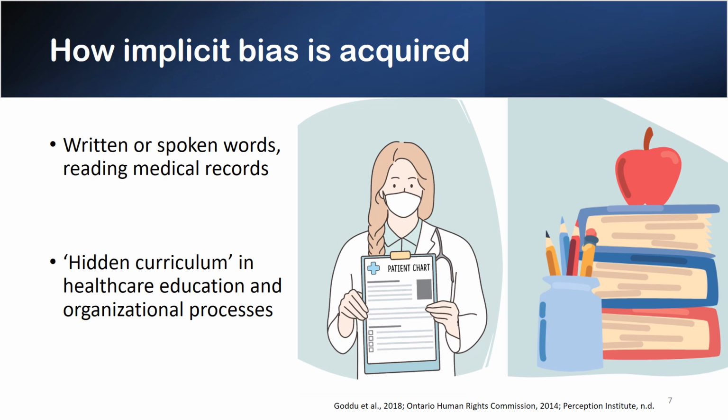Stigmatizing language and implicit bias towards patients is acquired from one another in written or spoken words, such as transfer of accountability or patient care rounds, through reading medical records, and as part of a hidden curriculum in our education and organizational processes, such as health and social care policy, strategic frameworks, validated tools, or from leaders.